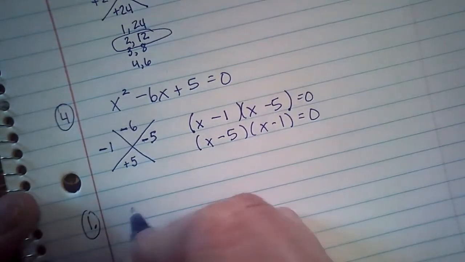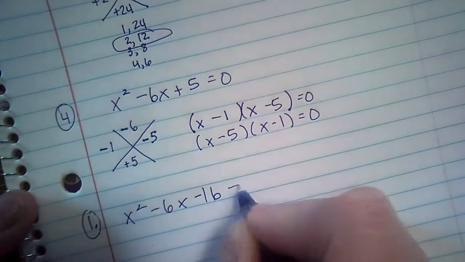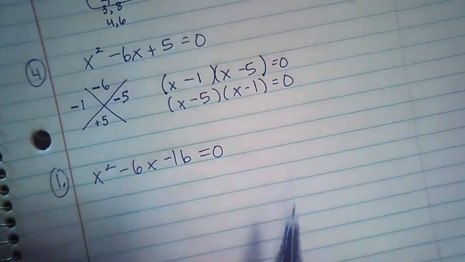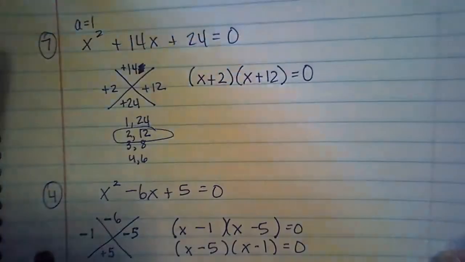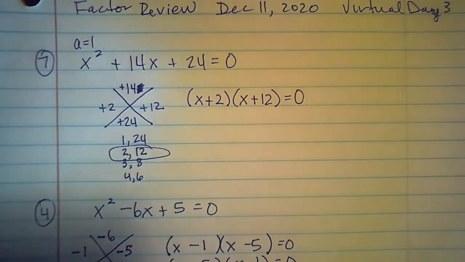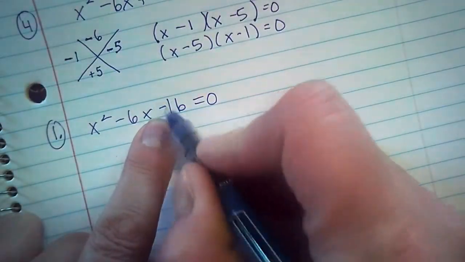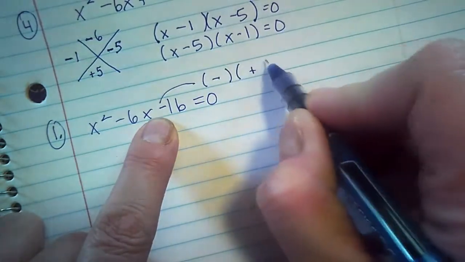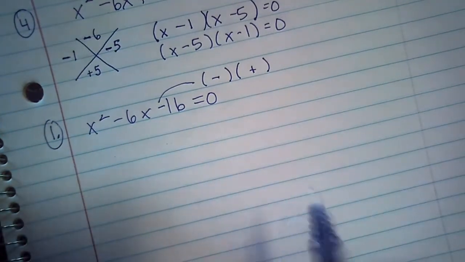Problem number 1, x squared minus 6x minus 16. Now, when our constants are negative, so for the next two problems, 1 and 12, we're going to do together. Let me double check. Oops, no, just number 1. See how this is a negative constant? This is a sign that means in our parentheses we're going to have 1 plus and 1 minus. We don't know what the numbers are right now, but that's going to be what happens.